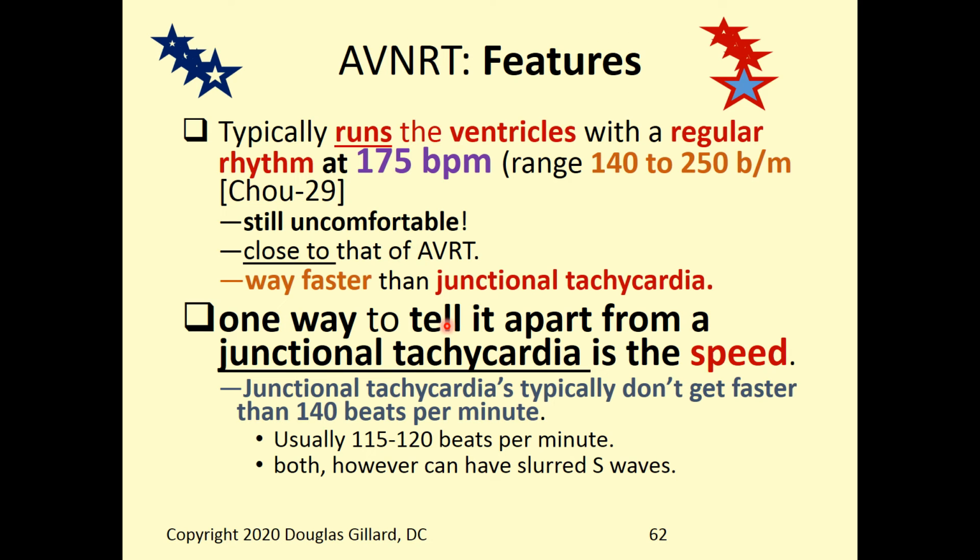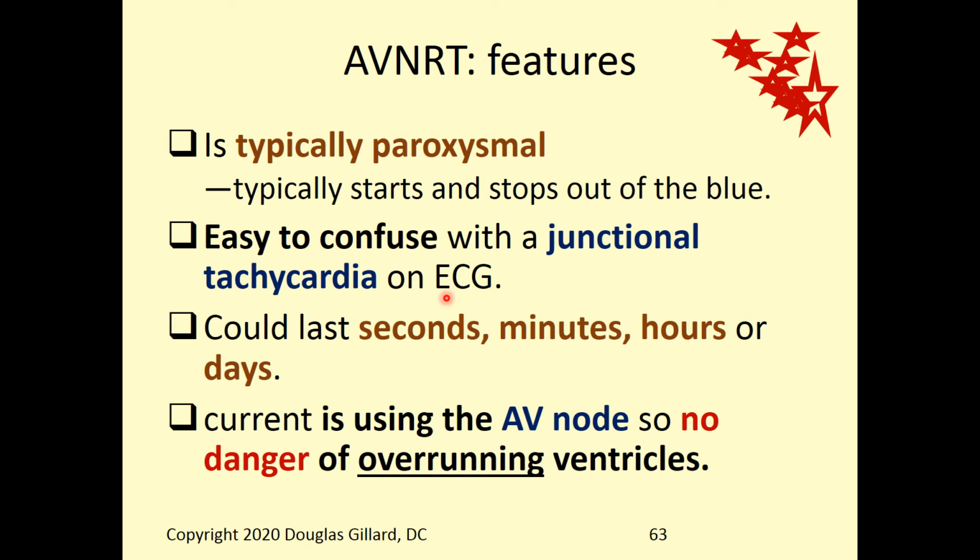One way to tell it apart: it can be hard to tell apart from junctional tachycardia. This one and junctional tachycardia are really tough to tell apart because they both like to slur that S wave, an inverted P wave in the S wave. But one way to tell apart is the speed. For our purposes, junctional tachycardias aren't going to go more than 130, 140 beats per minute. So if you see one going 175 beats per minute, even though it looks like a junctional tachycardia, for our purposes, it ain't.